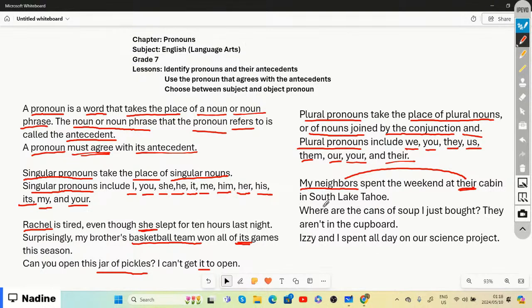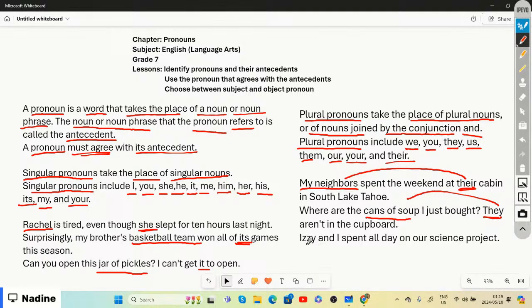If we go on to the next one, it says, where are the cans of soup I just bought? They aren't in the cupboard. So they, we refer to the cans of soup. The pronoun is they. So they agrees with the cans of soup.